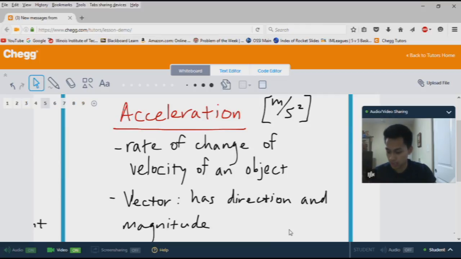One note about acceleration is that it is a vector, meaning it has direction and magnitude. So let's say we have an acceleration of 5 meters per second squared. We need to add a direction to that, so it would be 5 meters per second squared to the right. Again, it's a vector, with direction and magnitude.